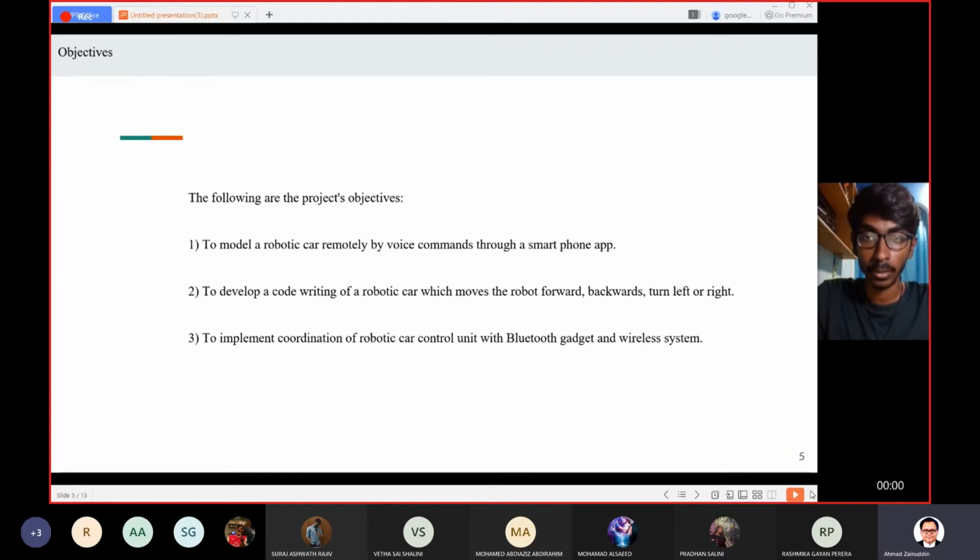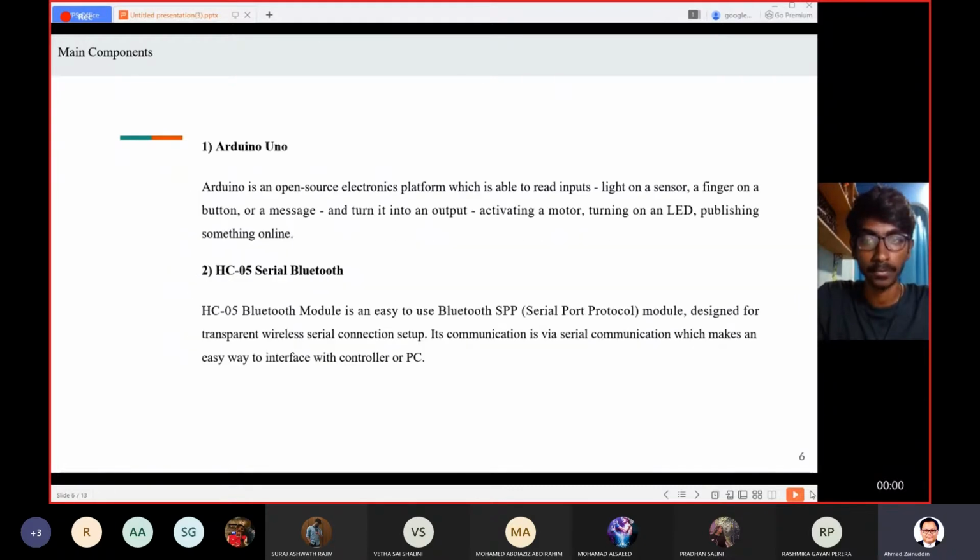Next, I'll have to develop code writing of the robotic car, which moves the robot forward, backward, and turns left or right. And the final one is to implement coordination of the robotic car control unit using a Bluetooth gadget and wireless system. Some of the main components I have are the Arduino Uno, which is like the motherboard of the robot. And then we have the HC05 serial Bluetooth, which is the bridge between controlling the car and using a smartphone.